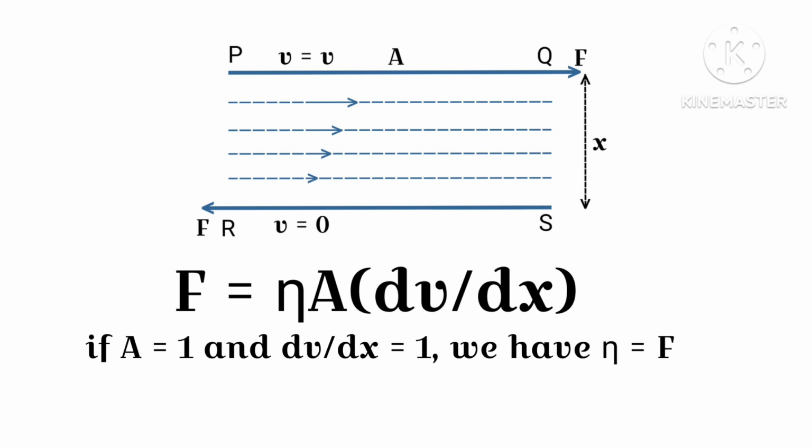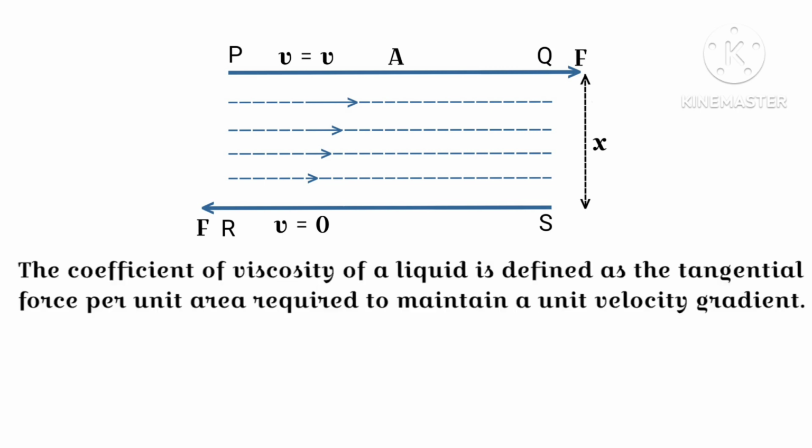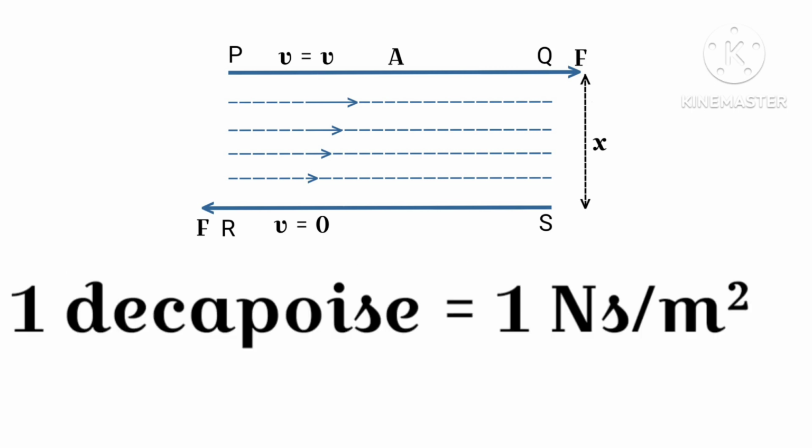The coefficient of viscosity of a liquid is defined as the tangential force per unit area required to maintain a unit velocity gradient, that is, a relative velocity of 1 unit between two layers 1 unit distance apart. In the SI system, the unit of viscosity is the decapoise. 1 decapoise is equal to 1 newton second per meter squared.